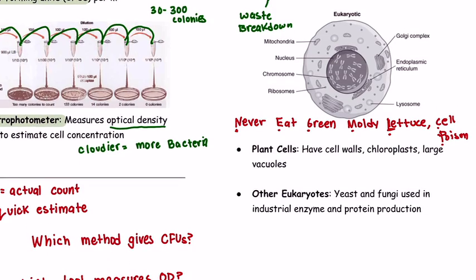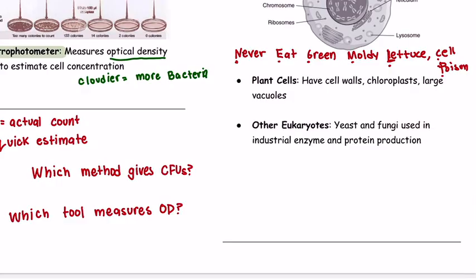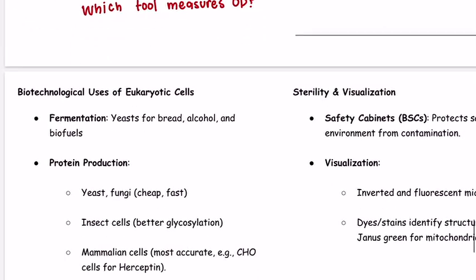Plant cells are going to have cell walls, you're going to have more shape, chloroplasts for photosynthesis, and large vacuoles for holding in water. Other types of eukaryotic cells, so yeast and fungi, those are going to be things that are used in enzyme production or in making proteins.